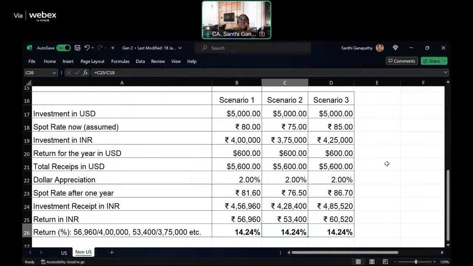So totally 5,600 you will get. Dollar has appreciated 2%. Apply the appreciation. See how much is the investment receipt. Get the return in INR. Get it as a percentage. Now you will find it's the same thing. So whichever is more comfortable for you, you can do.